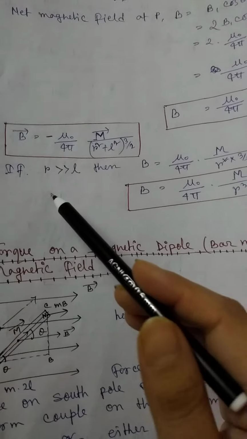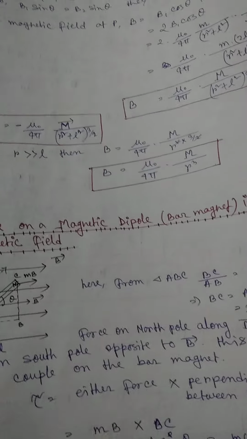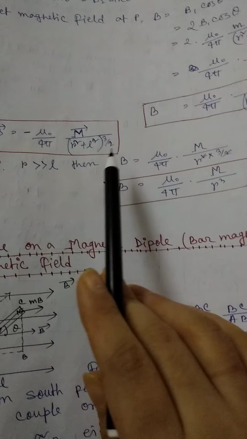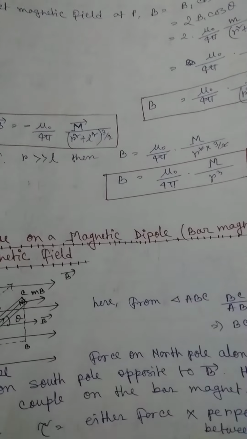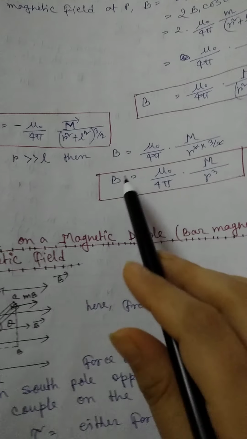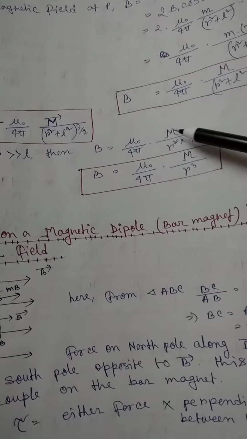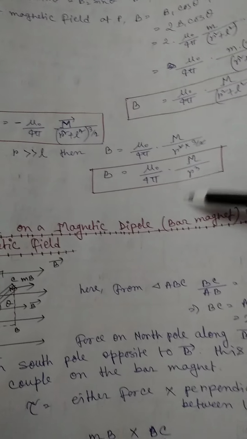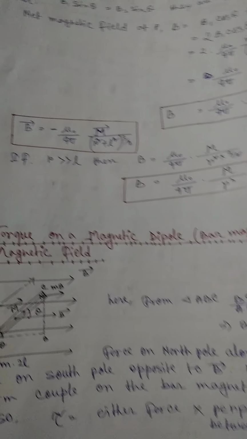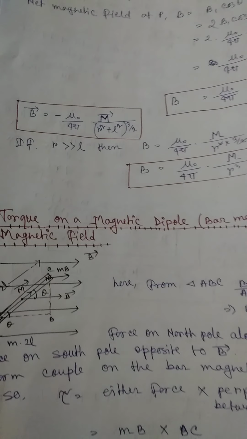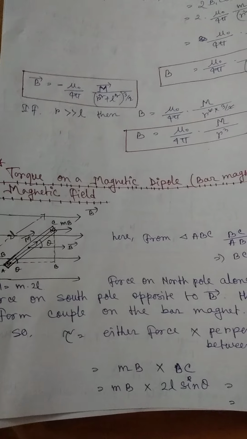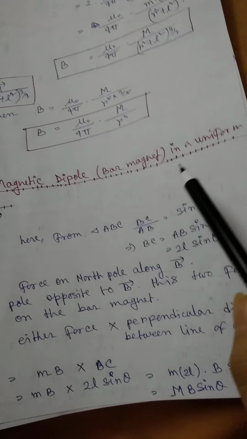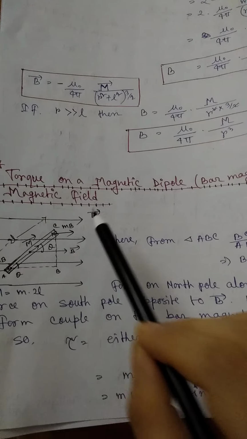If we assume that r is greater than l, then we can consider l as 0 compared to r. So B equals mu naught by 4 pi, M by r to the power cube. So this is the value of the magnetic field if we assume that r is greater than l. Next topic is torque on a magnetic dipole, that means a bar magnet, in a uniform magnetic field.